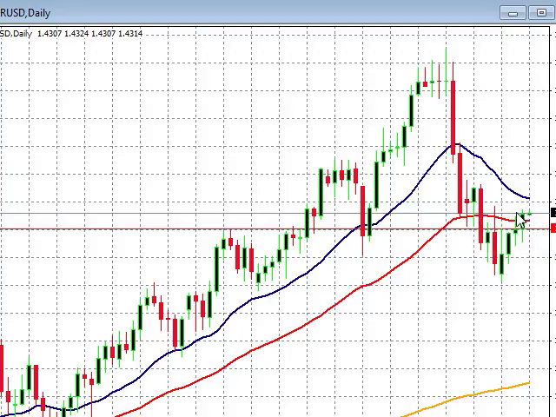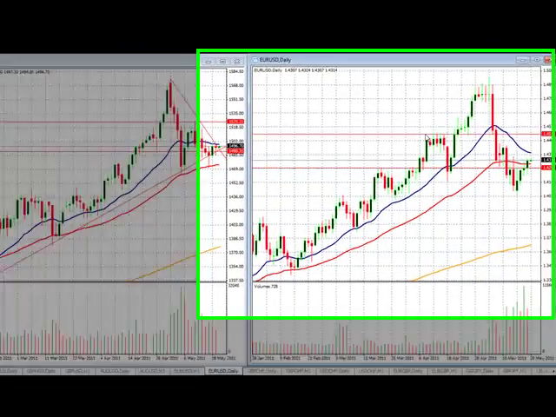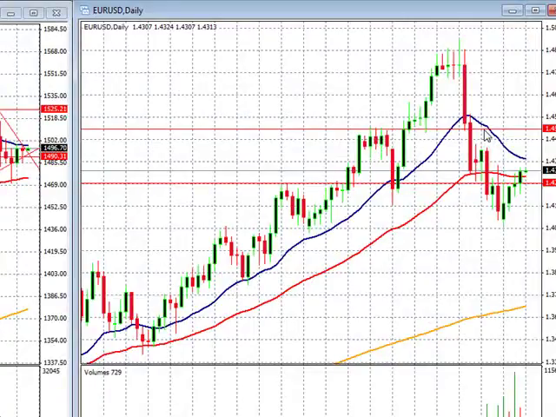So at that point, if not already, we have to watch for a couple of things. First, we have to watch in this area for our wicks.